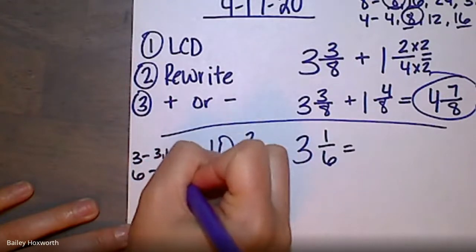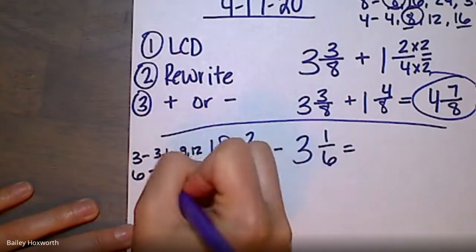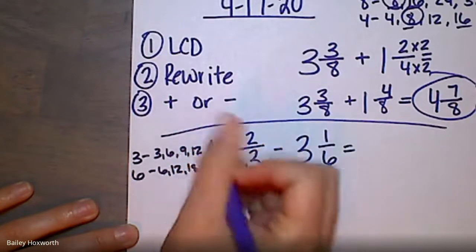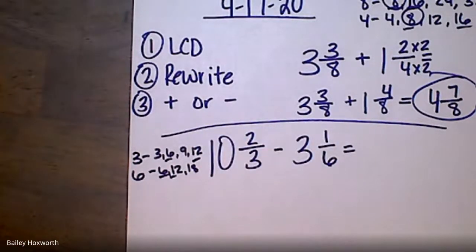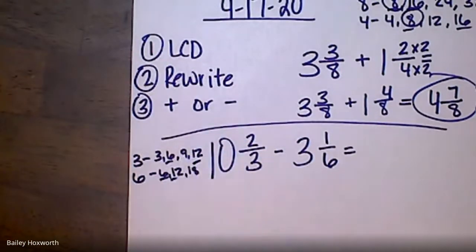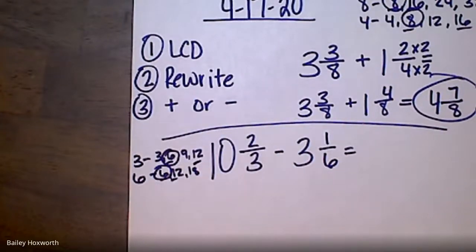I have 3, 6, 9, 12, 6, 12, 18. I have 2 in common, 6 and 12, but I want the least common. So the least common is 6. So let's rewrite.